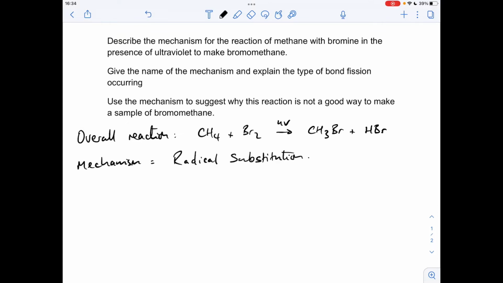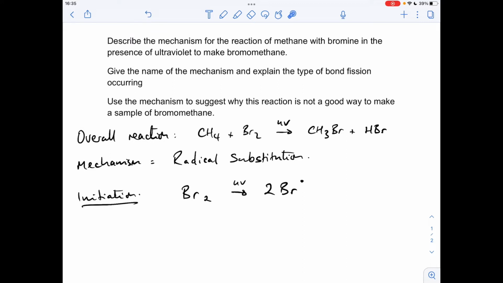Okay, so now we're going to break it down into the different steps. There are 3 different steps for this mechanism. The first one is called initiation. In the initiation step, the bromine molecule is attacked by the UV and the covalent bond between the 2 bromine atoms breaks and creates 2 free radicals. We represent the free radical with the dot there, which represents the unpaired electron.